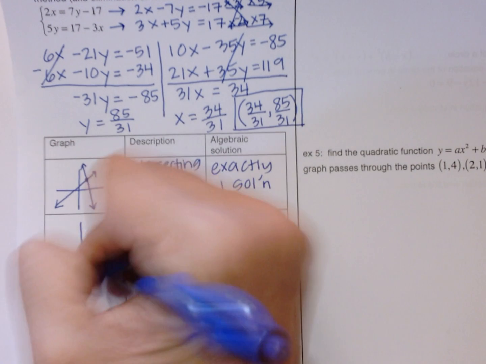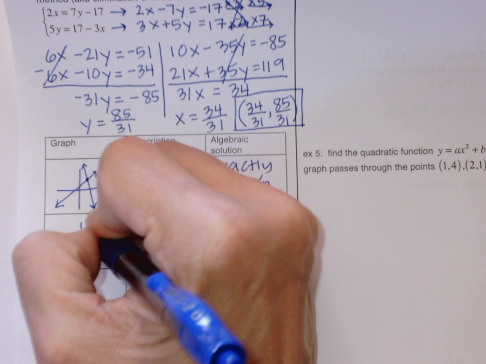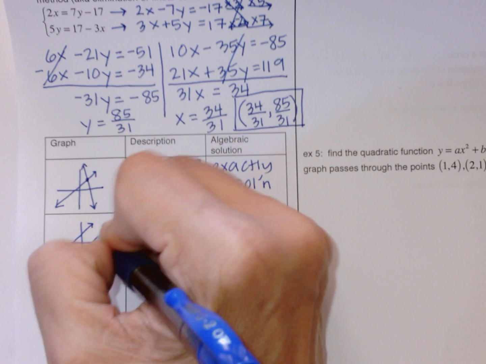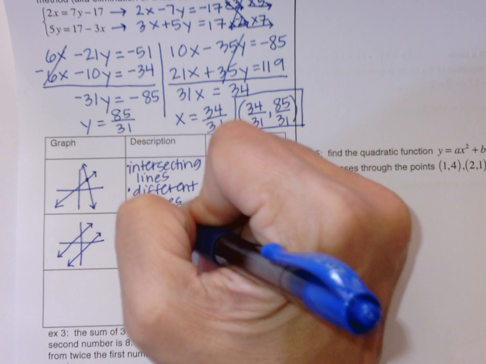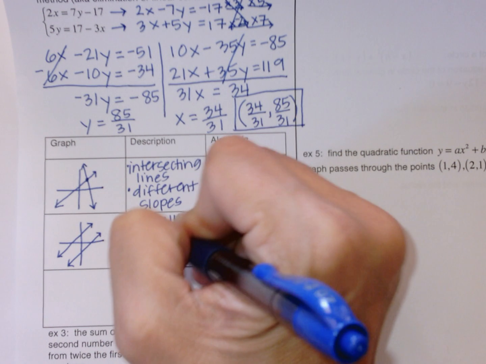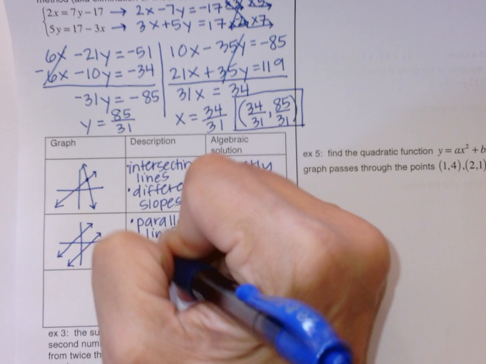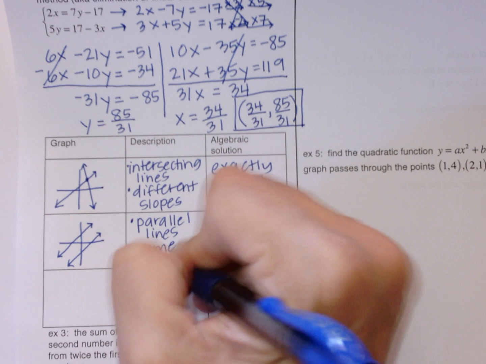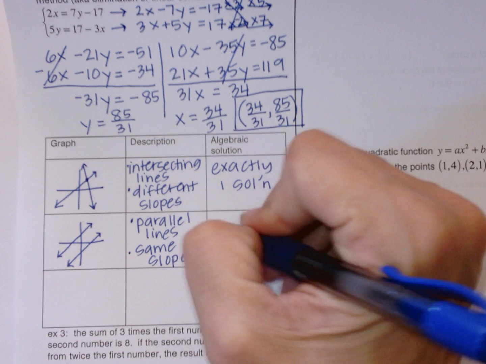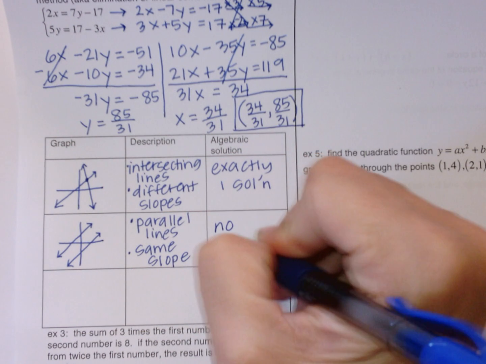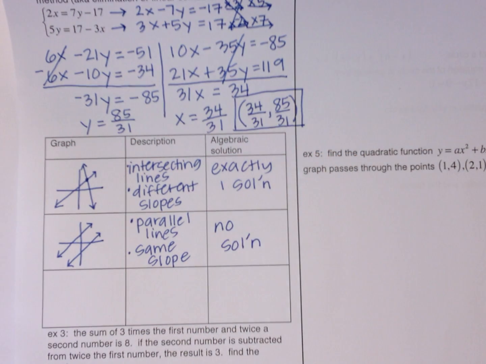Our next type of graph would be what happens if they are parallel lines. So if they're parallel lines, we know that they have the same slope. And where are they intersecting? So what is the solution is another way to ask that question. And since these lines will never intersect, this is an example of no solution as an answer.